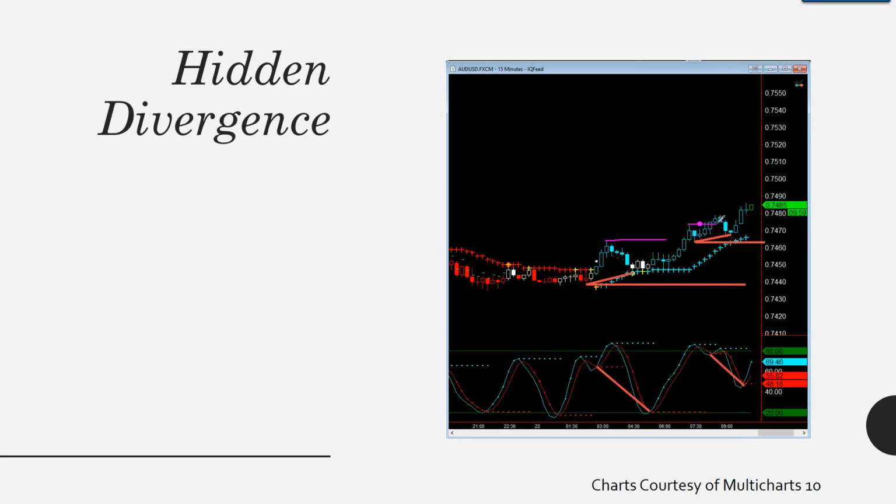The same thing over here. You make a low and then it comes back to test it. And when it does, you make a lower low on the stochastics with a higher low in price. Again, that is a great indication that this high will be exceeded. Okay?